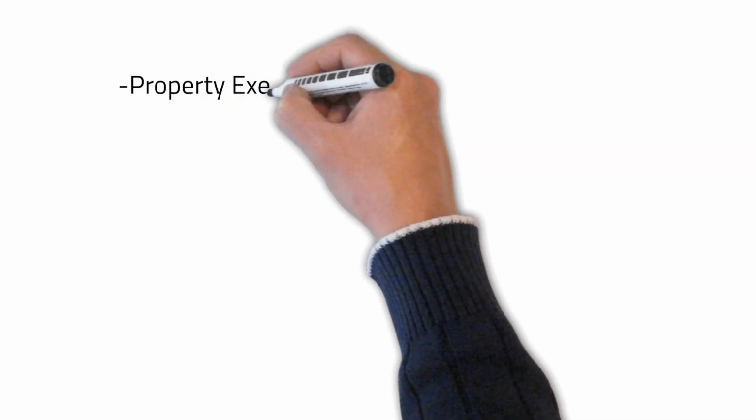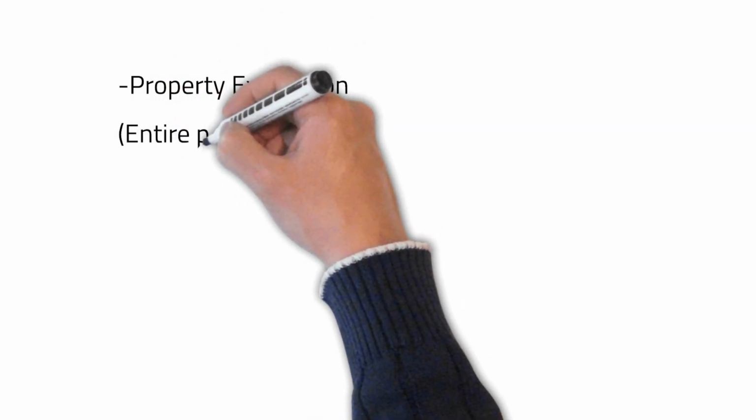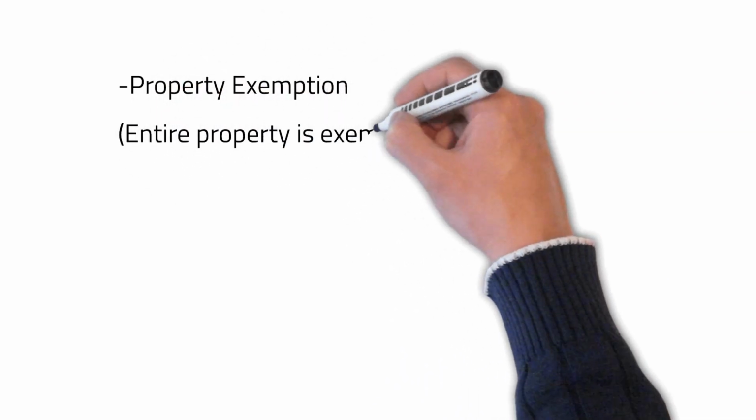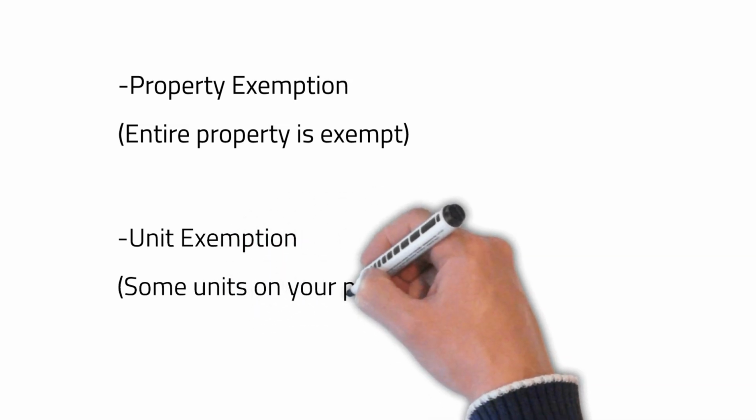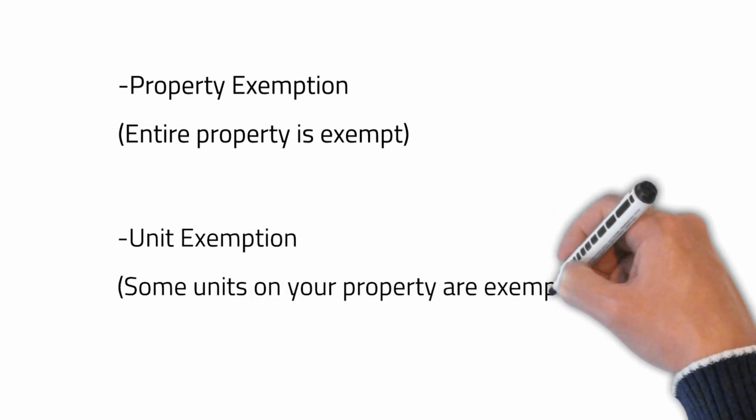For the purposes of the rental registry, you have the ability to claim your entire property as exempt. We will refer to this as a property exemption. There also may be an instance where only some of the units on your property are exempt. We will refer to this as a unit exemption.